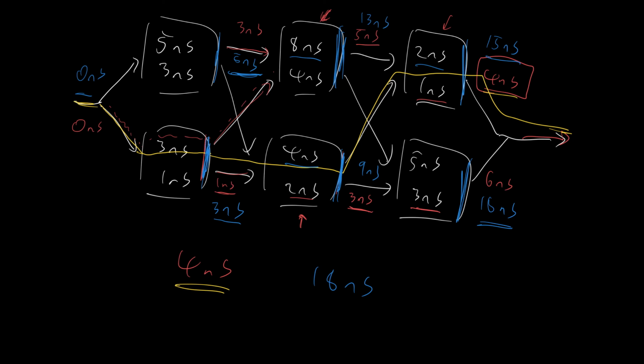The path the slowest person takes is through here, down through here, and out here. And if we have a look at how long it takes, 5 nanoseconds, plus 8 nanoseconds, plus another 5 nanoseconds, which gives us our 18 nanoseconds. That's the time it takes the slowest person to go through this entire network here.